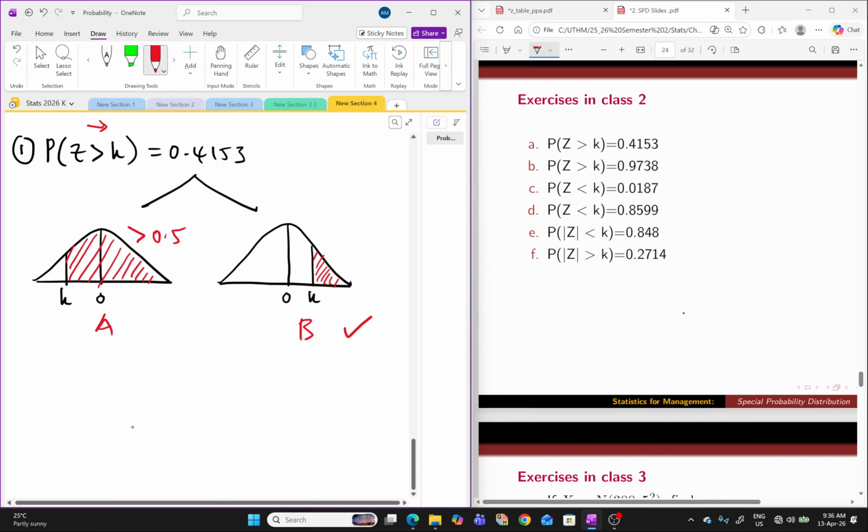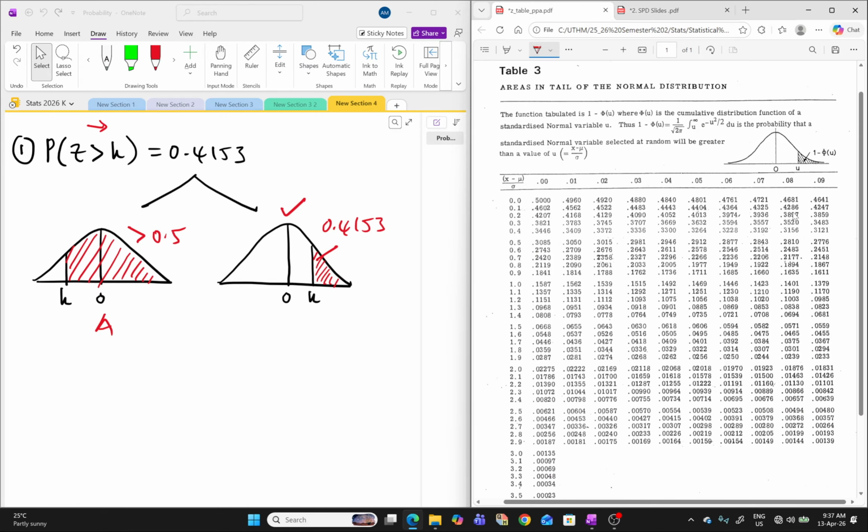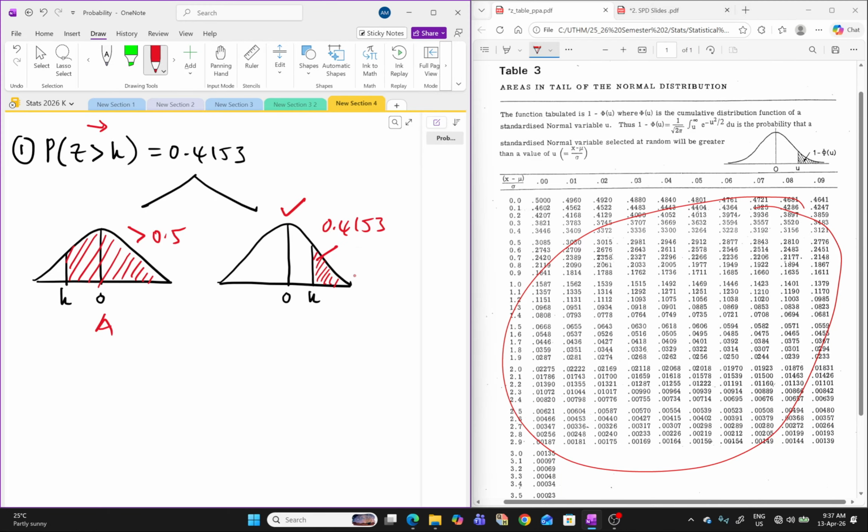So we choose this one. I'm going to focus on this. Our correct diagram is this one. This is 0.4153. This one cannot be 0.4, yeah? Hope you guys understand. Any problem, let me know. Now go back to the table. We're going to do the reverse thing. Find in here which value is closer or equal to 0.4153.